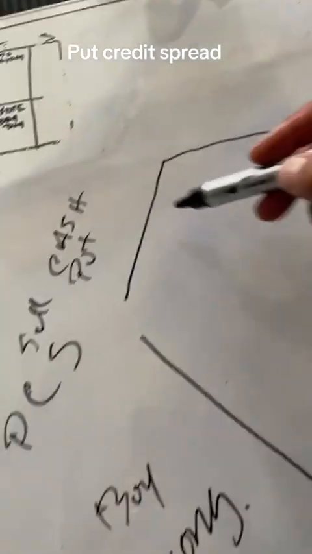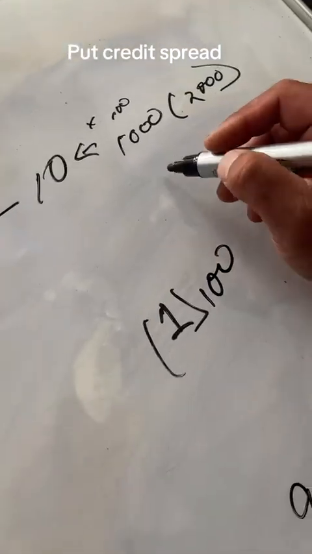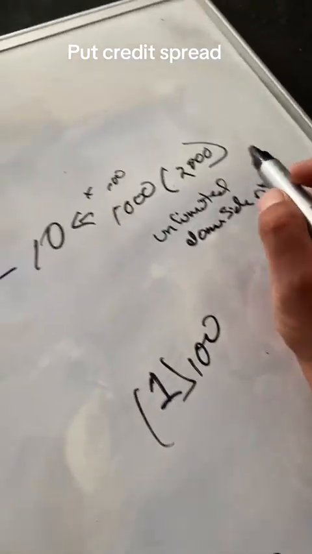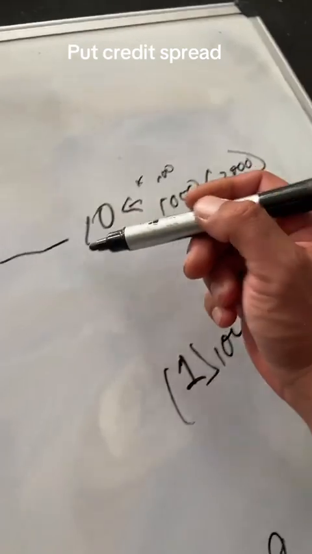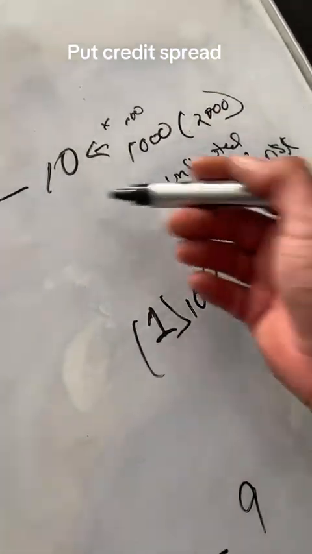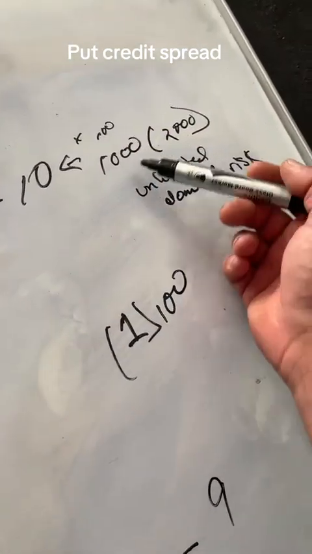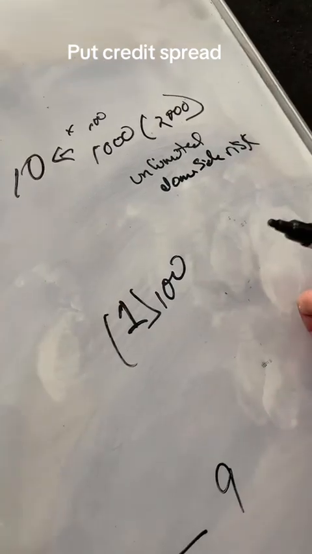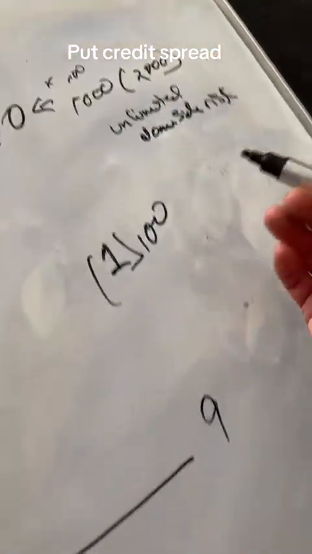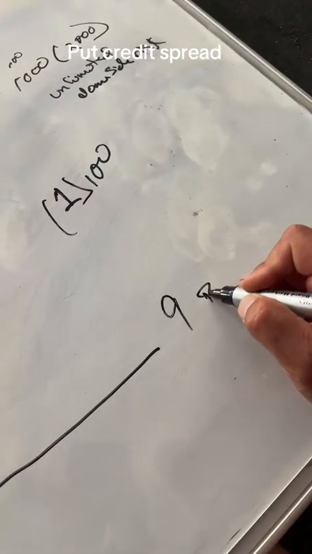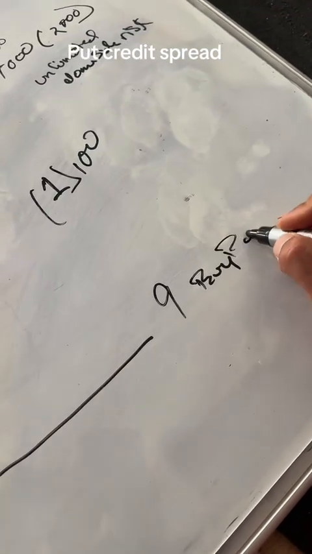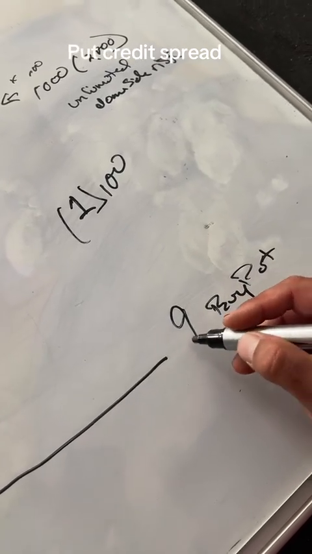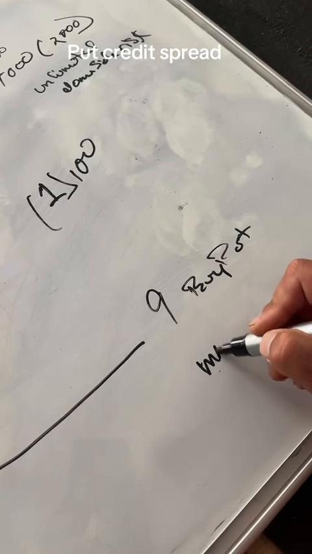However, you have unlimited downside risk. If this for some reason drops to 1 or 0 or reverse splits, whatever, you could potentially lose everything that you got into this. How do we mitigate that risk? We're going to do a buy put. Okay, so what happens at 9 is once it reaches 9, we're actually making money.